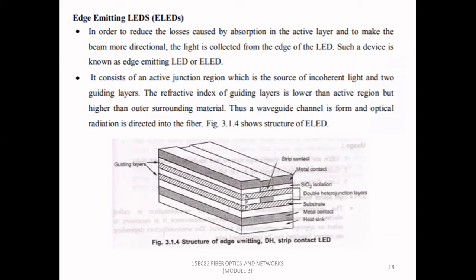Such a device is known as edge emitting LED or ELED. It consists of an active junction region, which is the source of incoherent light, and two guiding layers. The refractive index of guiding layers is lower than the active region but higher than the outer surrounding material. Thus, a waveguide channel is formed and optical radiation is directed into the fiber. The structure of ELED is shown in figure 3.1.4.